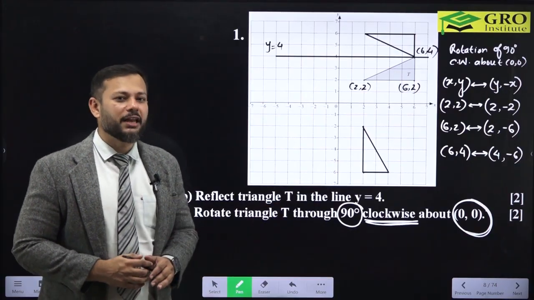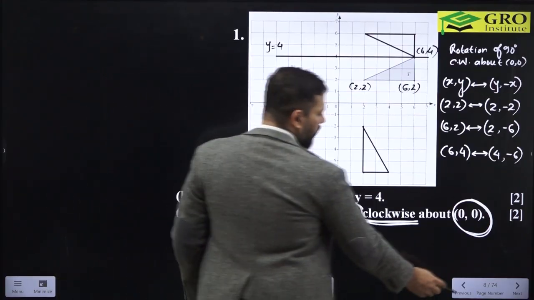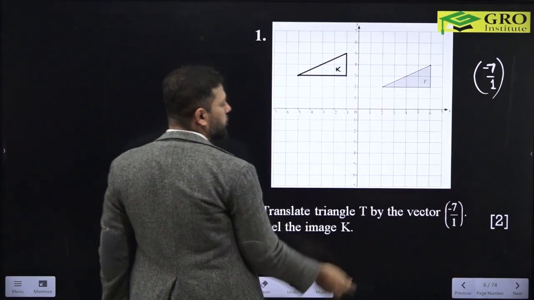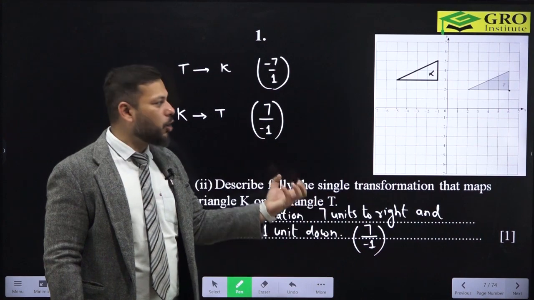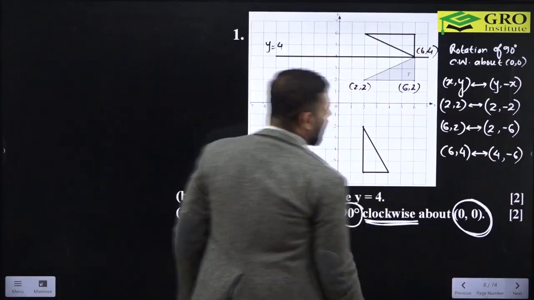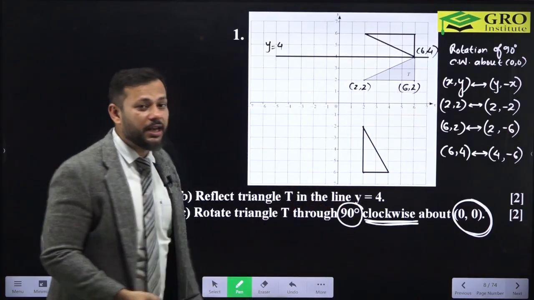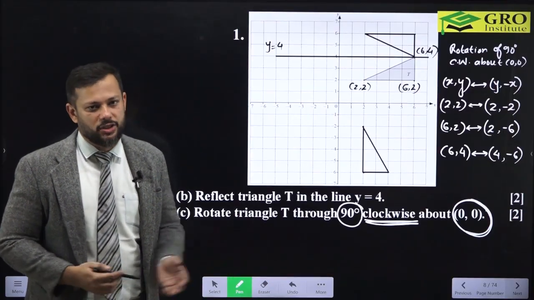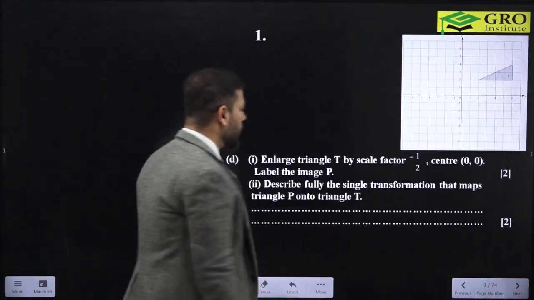Isn't this question covering everything guys till now? We have done translation from its original position to this position. Then we have done the single transformation, that means how to get it back at the original place. Then also we have done the reflection about a line, and then we are rotating it. So it's a very good question. It is testing everything related to that translation chapter. Right? Moving ahead, we are still not done guys.